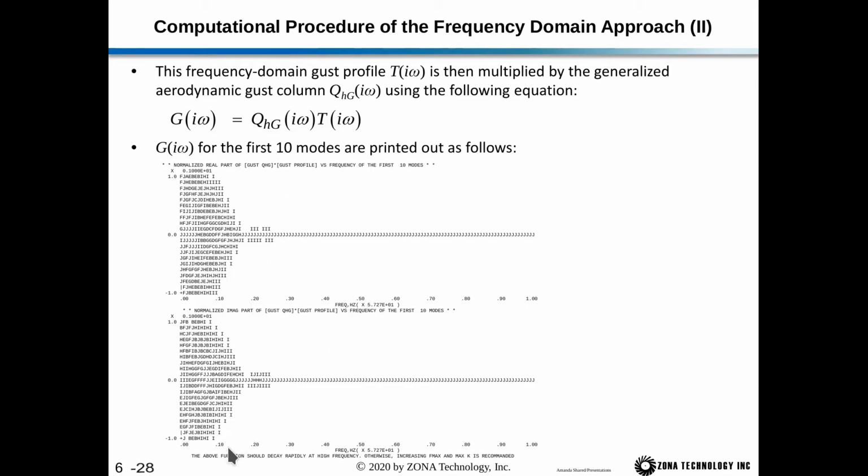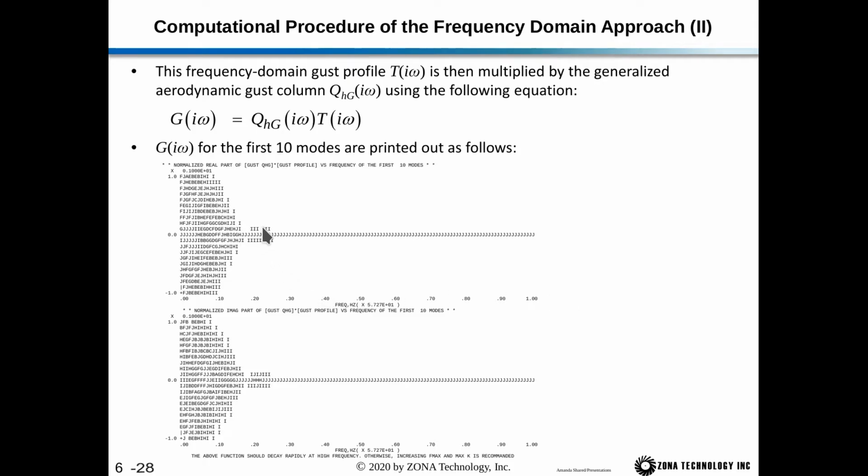And then we have a note: the above function should decay rapidly at high frequency, otherwise increasing Fmax and max K is recommended. Remember, in theory, the frequency here should go out to infinity. To do the Fourier transform, you have to integrate to infinity. Obviously, we can't compute out to infinity. We have to stop somewhere. So that's the purpose of the Fmax field in the Gust card.